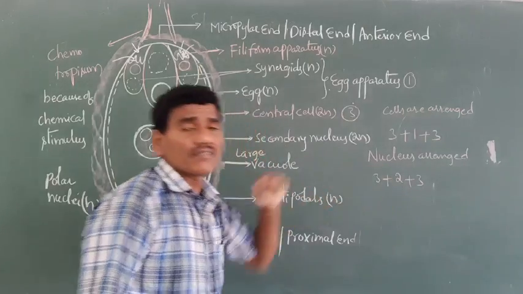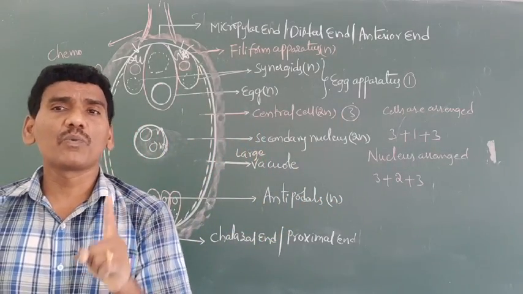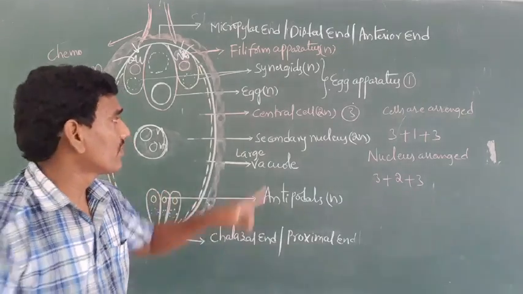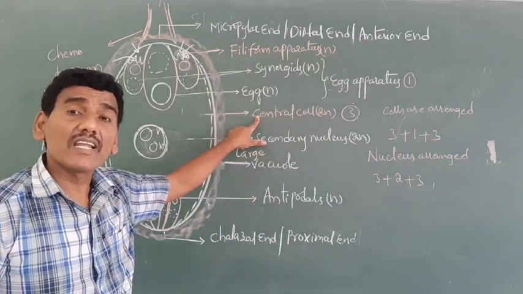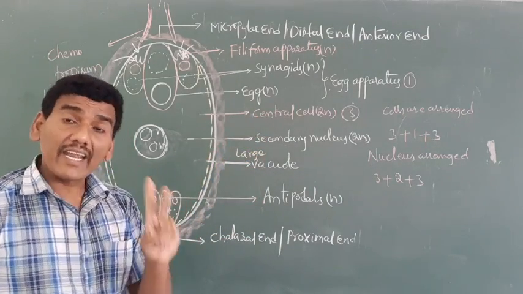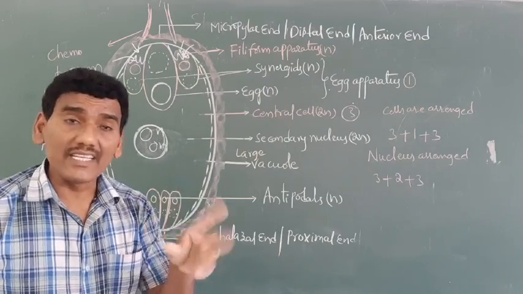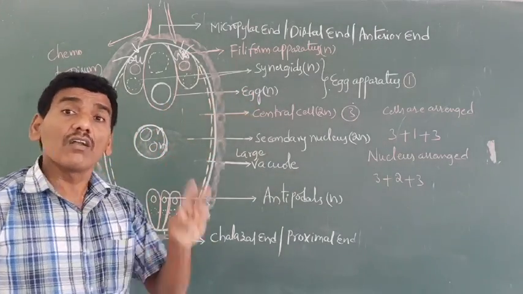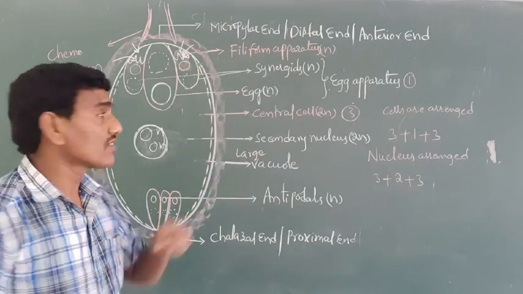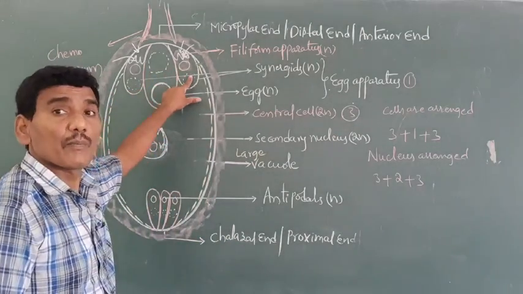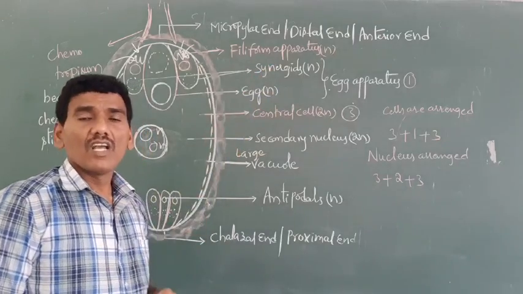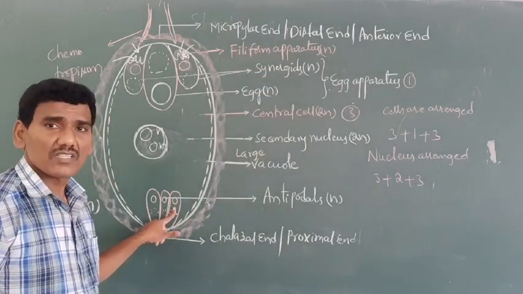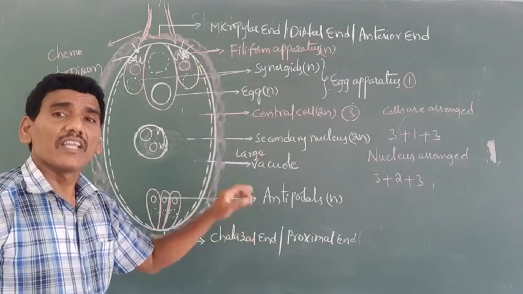Next, one more important point: the largest cell of the embryo sac is the central cell. The ploidy of the central cell is 2n. The second largest cell of the embryo sac is the egg cell. The ploidy of the egg cell is n. The third largest cells of the embryo sac are the synergids. The ploidy of the synergids is n. The smallest cells of the embryo sac are the antipodals. The ploidy of the antipodals is n.